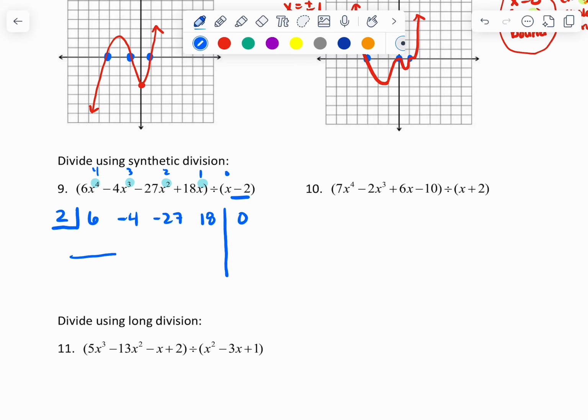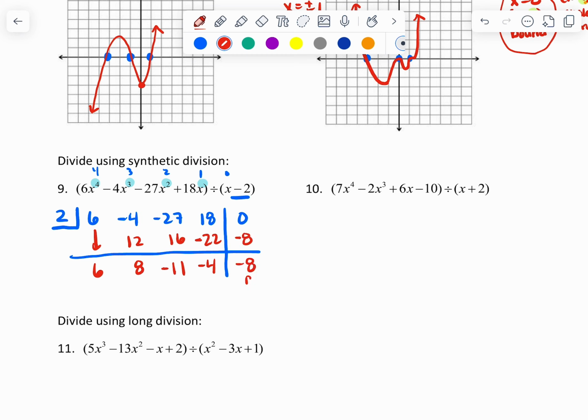So let's go ahead and do this. Bringing down the 6. And then you have 2 times 6 is 12. Negative 4 plus 12 is 8. 8 times 2 is 16. Negative 27 plus 16 is negative 11. 2 times negative 11 is negative 22. 18 minus 22 is negative 4. 2 times negative 4 is negative 8. 0 minus 8 is negative 8.